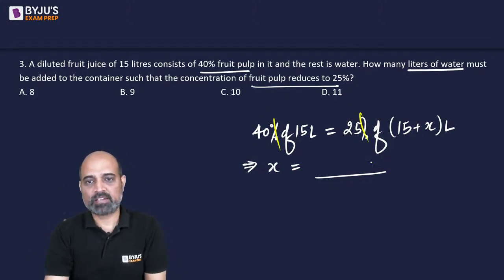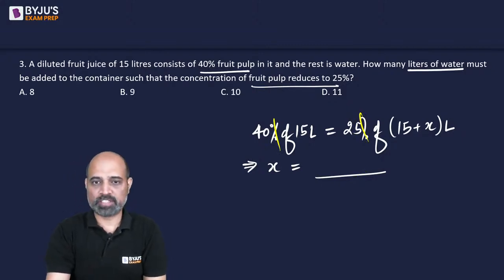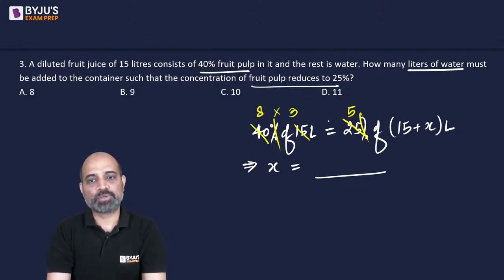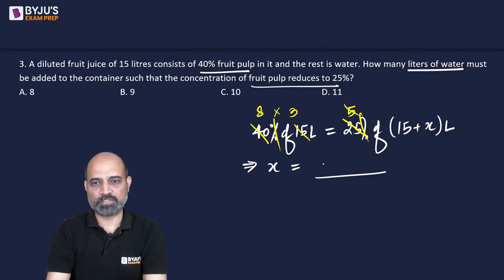Percentage सबसे पहले गया, as in this question is no more of percentage value. 25 is 5 into 8 and this is 3. So you will have 8 into 3, 24. ये 5 भी गया. 24 minus 15, that will result in 9.